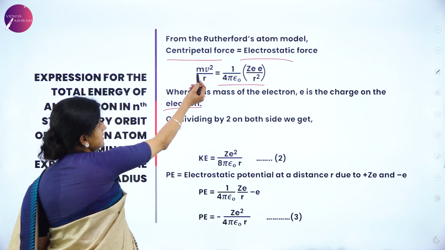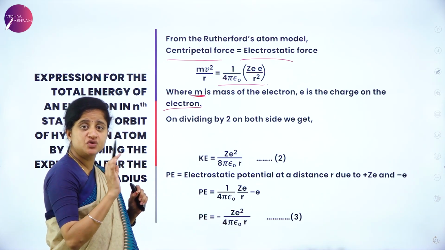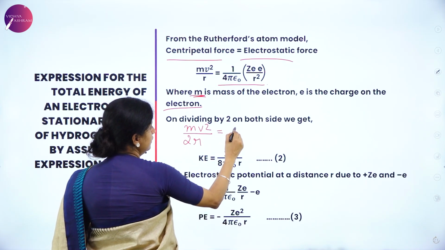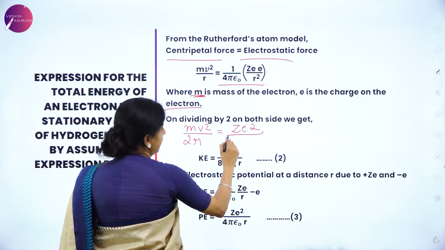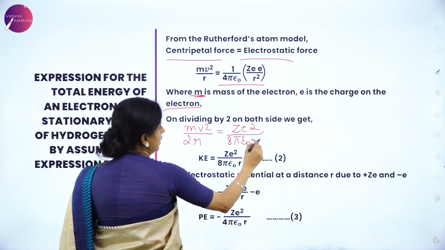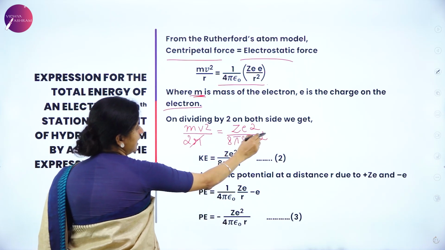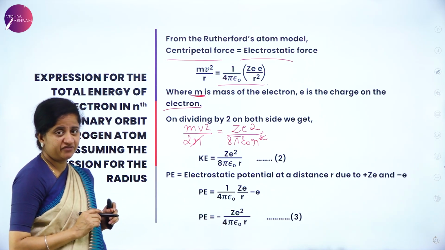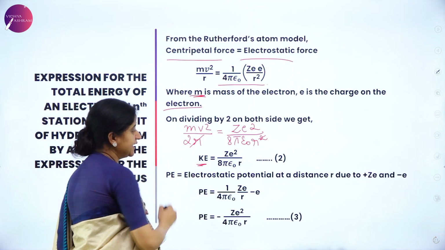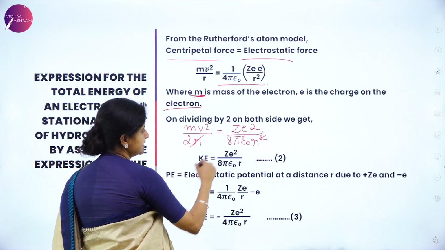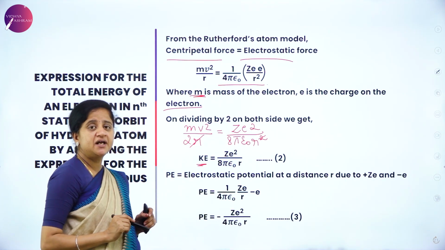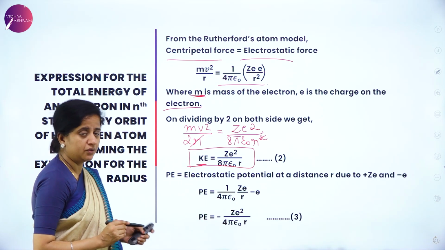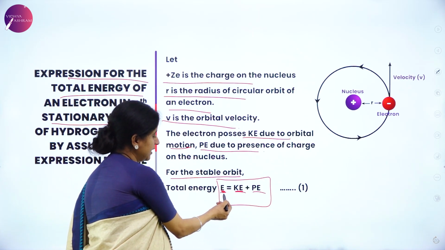On dividing this equation on both sides by 2, we get mv square divided by 2r, which is equal to Ze square divided by 8 pi epsilon naught into r square. Now we can cancel one r and r here. So we remain with 1 by 2 mv square, or half mv square. Half mv square is nothing but the kinetic energy, which is equal to the RHS, that is Ze square divided by 8 pi epsilon naught into r. That is the expression for kinetic energy, and we'll call it equation 2.